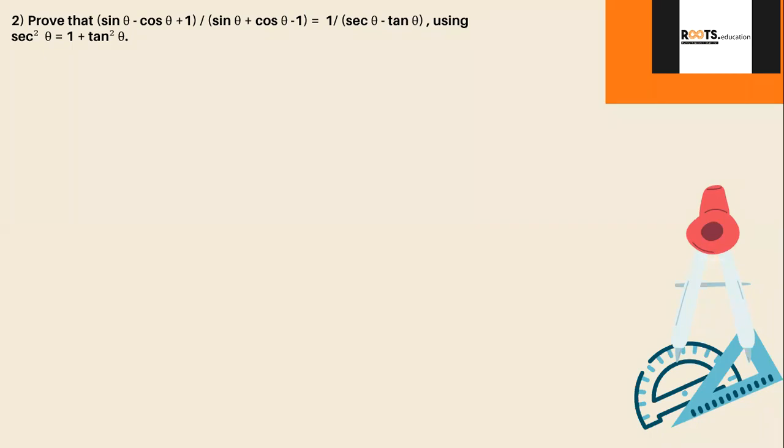Express sine, cos, whatever you have in such a way that you get tan theta and secant theta, because you have to use the identity secant square is equal to 1 plus tan square theta. To use this identity, you need to have secant and tan in your LHS. So modify your question by expressing sine and cos so that we convert them into tan or secant. How do you do this?